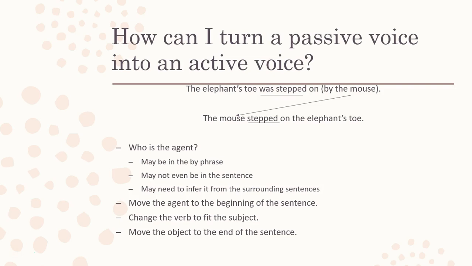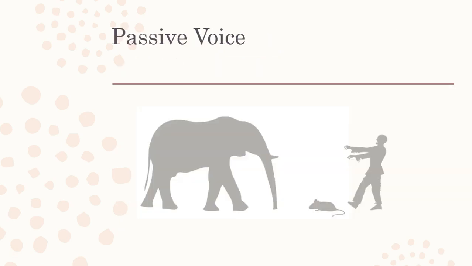Finally, move the object, or the thing that was acted upon, to the end of the sentence. In this case, the elephant's toe is moved to the end of the sentence. And that's how you use passive voice in your writing.